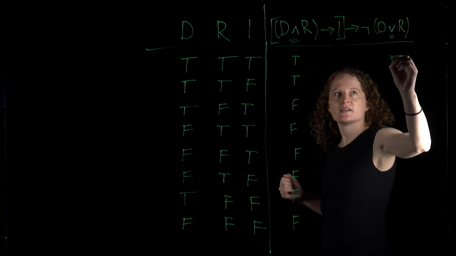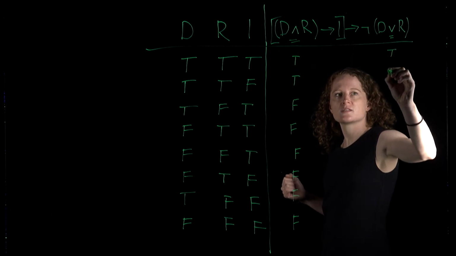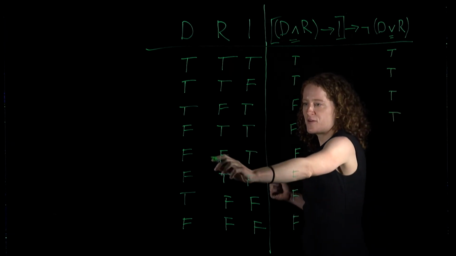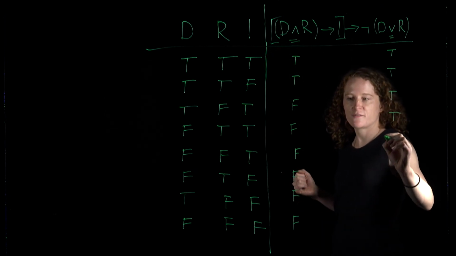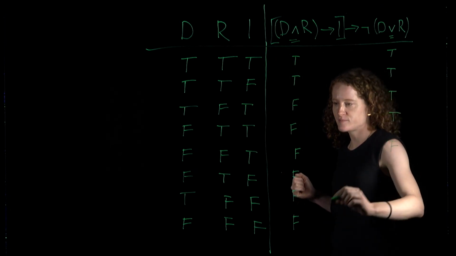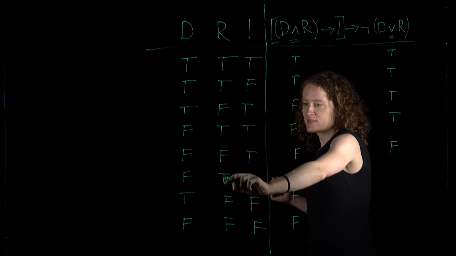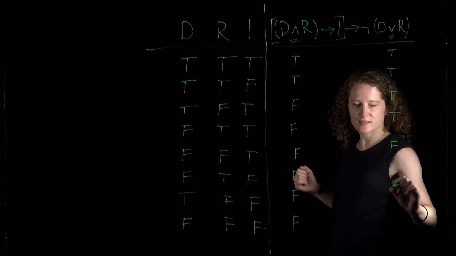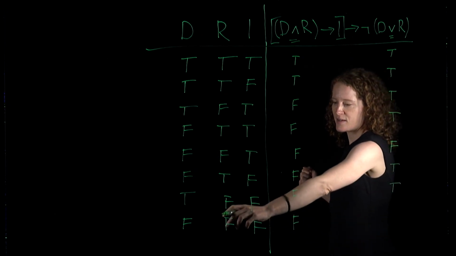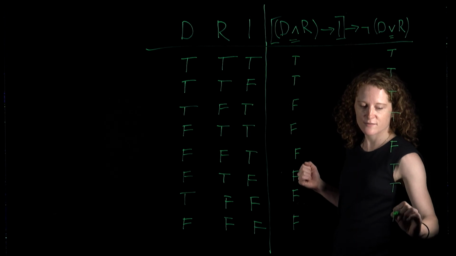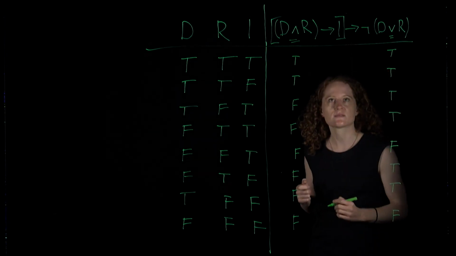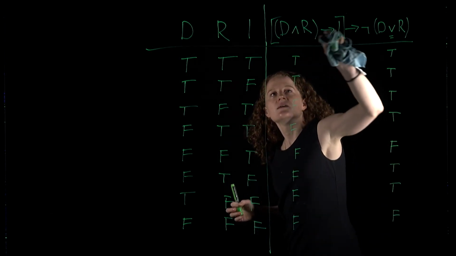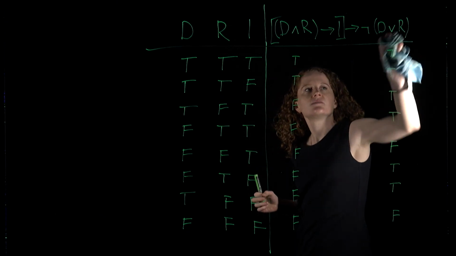So I'm going to enter a T in the first 4 rows. T, T, T, and T. Now the 5th row, I see that both D and R are false, so I'm going to enter an F. And in the 6th and 7th row, one of the 2 is true, so I'm going to enter T and T again. And then in the final row, they are both false, so I'm going to enter an F representing false. Okay, that was our second column. We have finished both the conjunction and the disjunction.